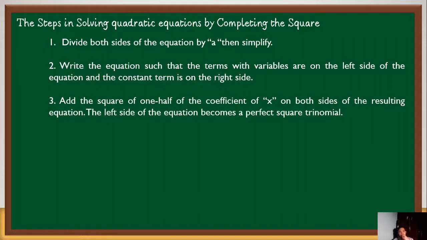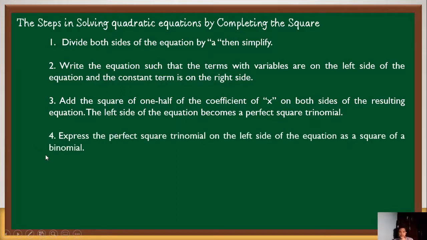Third procedure, add the square of 1/2 of the coefficient of x on both sides of the resulting equation. The left side of the equation becomes a perfect square trinomial. So ito yung ginagawa natin kanina for activity number 2 and the preliminary activity. Number 4, express the perfect square trinomial on the left side of the equation as a square of a binomial. So ito yung ginawa natin kanina for the third activity.